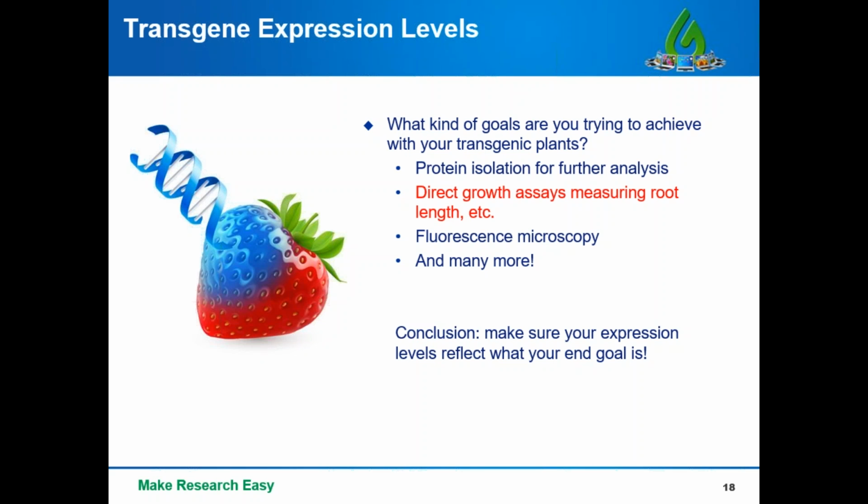If you're looking at fluorescence microscopy, you'll probably want a balance of these two, as, for the aforementioned reasons, silencing or abnormal protein function with overexpressed constructs could lead to an inaccurate output of fluorescence signal. So you want to balance having too much protein with too little, among other things. In conclusion, you'll want to make sure that your expression levels reflect what your end goal is for your experiment.